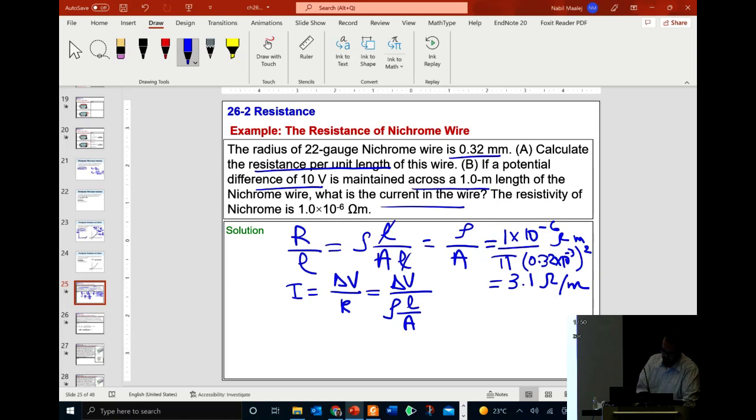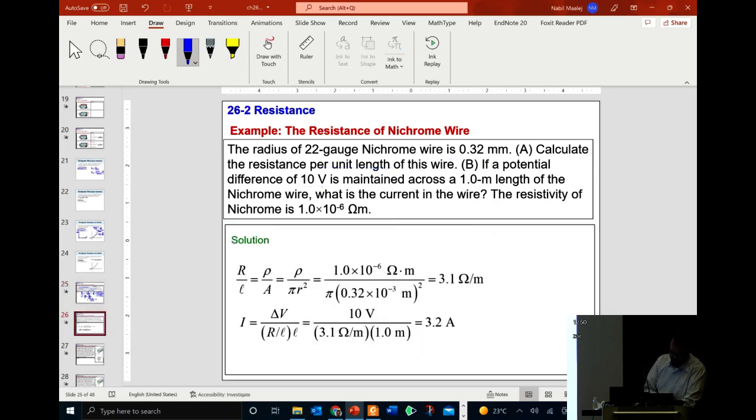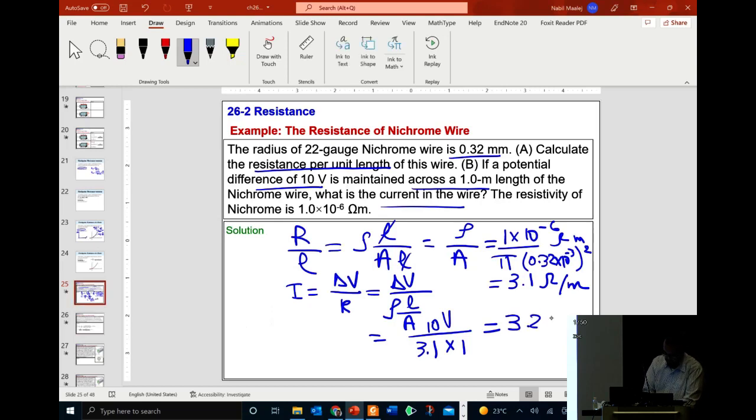So we have rho over A is 3.1 ohms per meter. We multiply it by 1 meter. So this is going to be equal to 10 volts divided by the resistivity, which is 1 10 to the minus 6, divided by area. We already have the value, 3.1 ohms per meter, and we multiply it by the length of 1 meter. So we get 10 divided by 3.1, which is 3.2 amps. Easy, eh? So we have Ohm's law, delta V is equal R i, and the equation for resistance R is rho L over A. Okay, next problem.